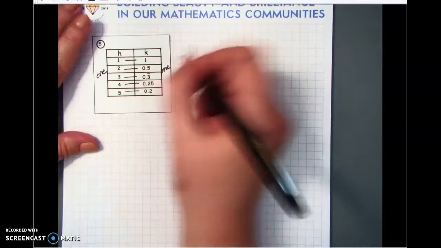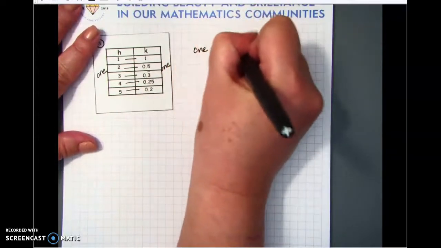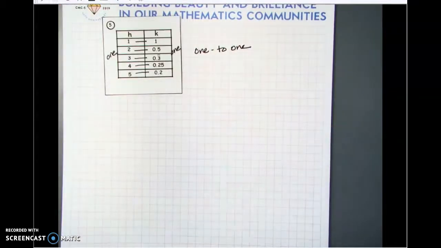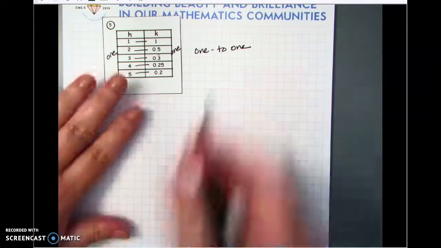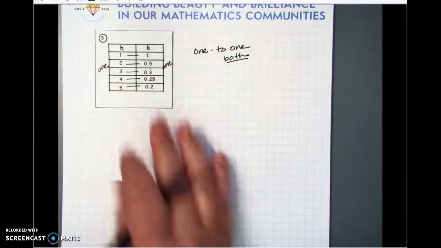And so because this is a one-to-one situation, that means that whatever direction I go, it's going to be one-to-one, or if I go in reverse, it's still one-to-one. And so that is the one situation where both directions are going to give me a function.